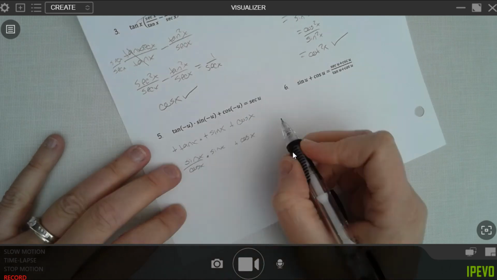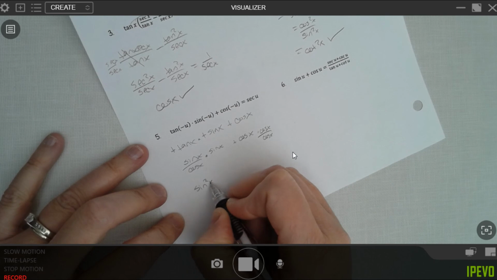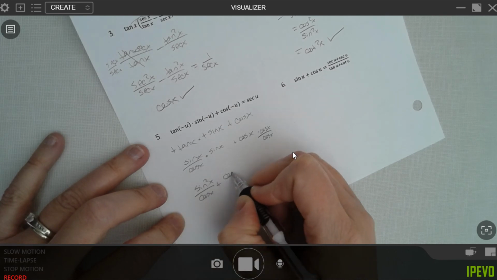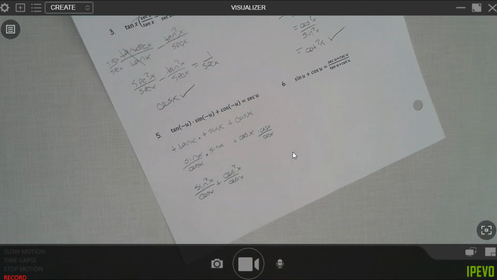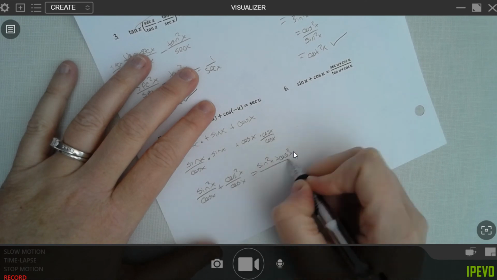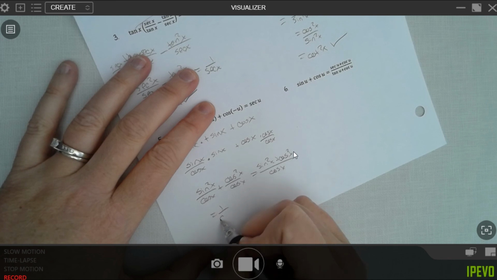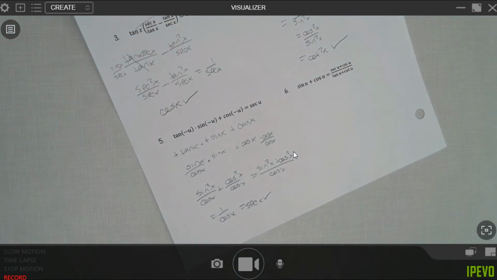So we need a common denominator, so multiply this side by cosine over cosine. So I end up with sine squared of x over cosine of x plus cosine squared of x over cosine of x. The bottoms are the same, so you can now add the tops, sorry. So that becomes sine squared plus cosine squared over cosine of x. So we get 1 over cosine of x, and then that's the reciprocal, secant. And you should keep them as x's. I'm lazy. I shouldn't be changing the variables like that. It's bad practice.